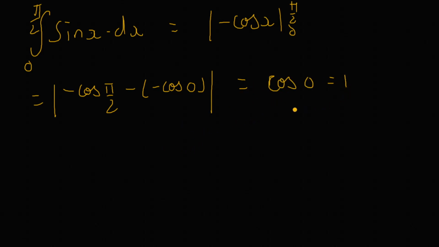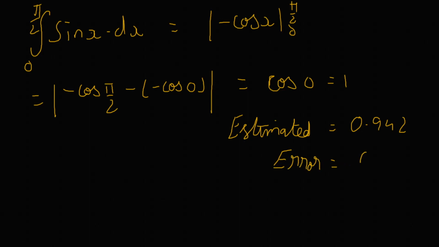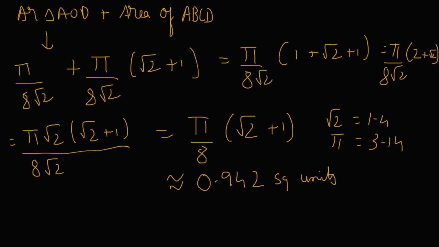And this is the answer we are getting from the integration. Our estimated area was 0.942, and I'd say yeah, they're pretty close. There's an error of 0.058. So this is the error. Now let us see how we got this error.